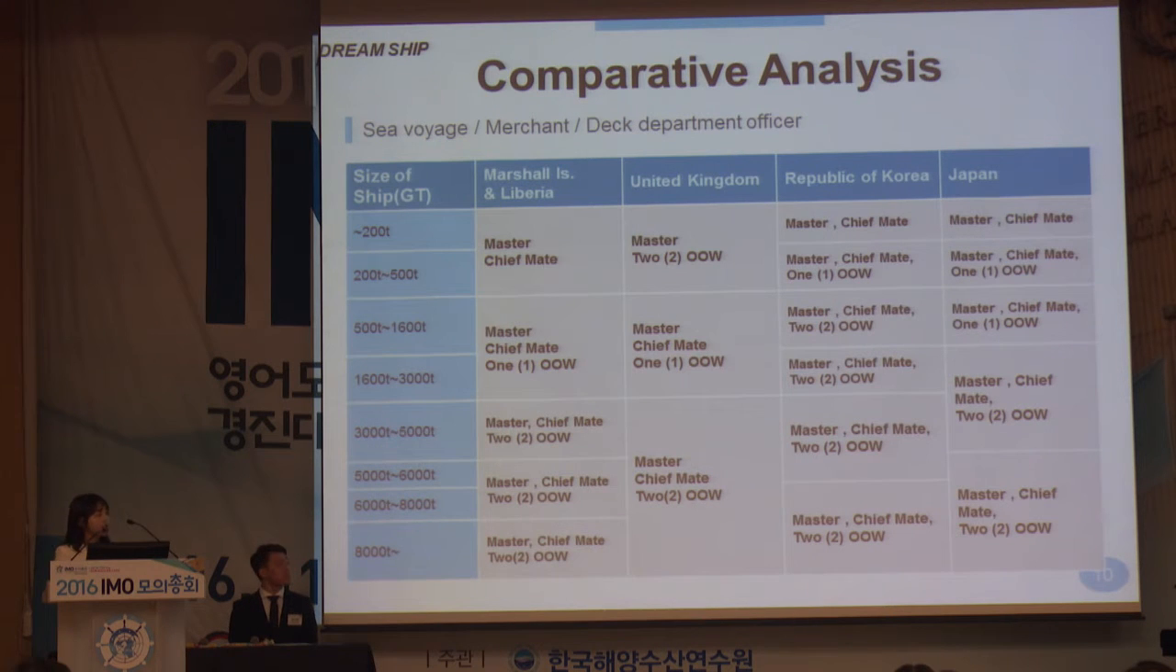Although this table shows the summary only of the navigation order of ocean-going vessels, in fact the division of sailing area is also different for each country. Then we have one question: why is Panama not here? Because they don't have a specific standard on sailing.